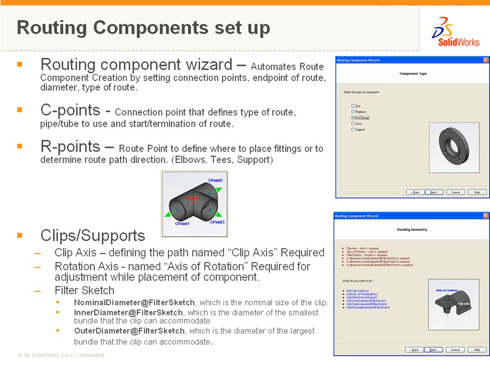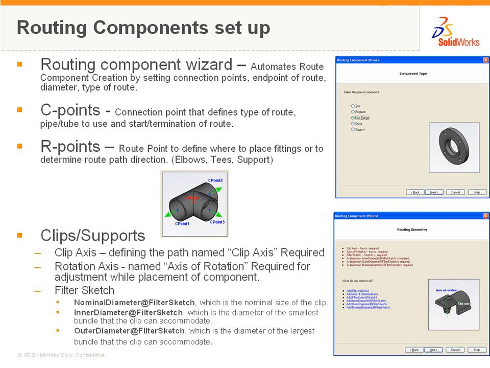And with these clips, it's also required that we have a filter sketch. And this filter sketch must be named filter sketch without a space. And inside this sketch, there's going to be three concentric circles, all three circles having dimensions specifically named nominal diameter, inner diameter, and outer diameter. The nominal diameter will specify the nominal size of the clip. The inner diameter will be the smallest bundle that this clip can accommodate. And finally, the outer diameter is going to be the largest bundle or tube that this clip can accommodate.